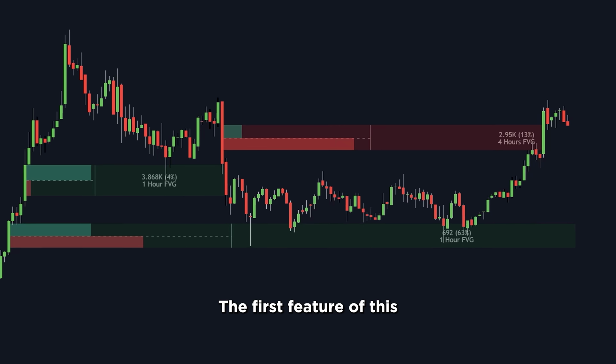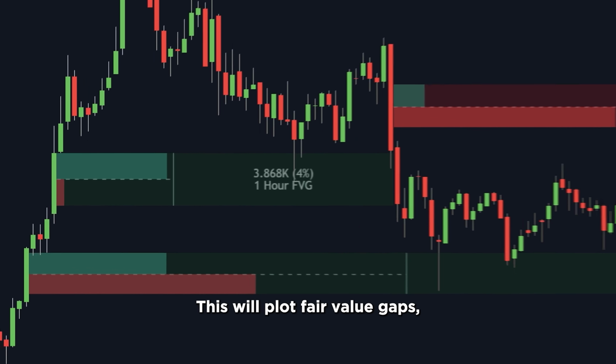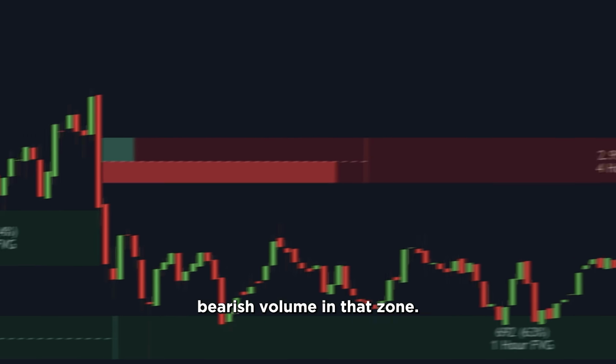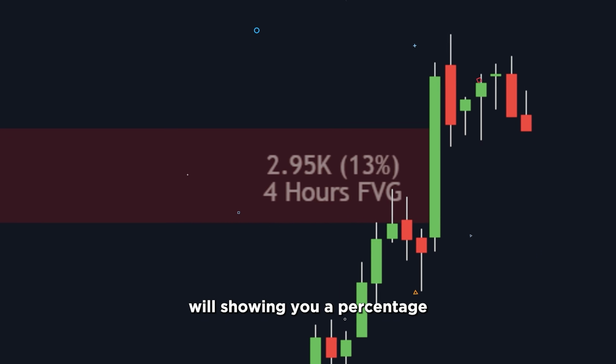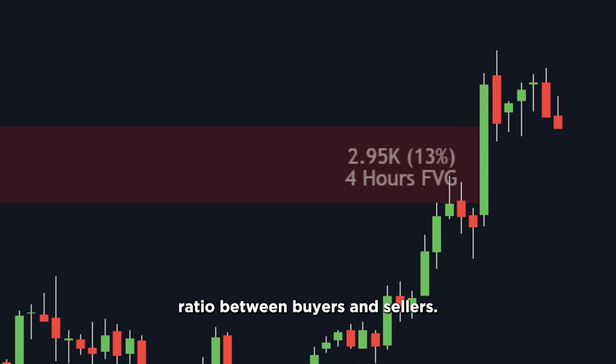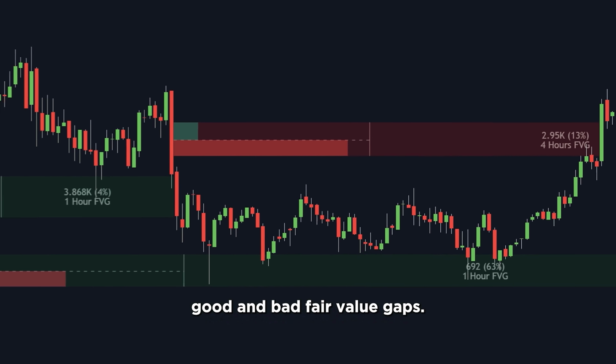The first feature of this new indicator is volumetric fair value gaps. This will plot fair value gaps and show the bullish versus bearish volume in that zone. The total volume of the zone will also be displayed while showing you a percentage ratio between buyers and sellers. You can use this information to filter out good and bad fair value gaps.